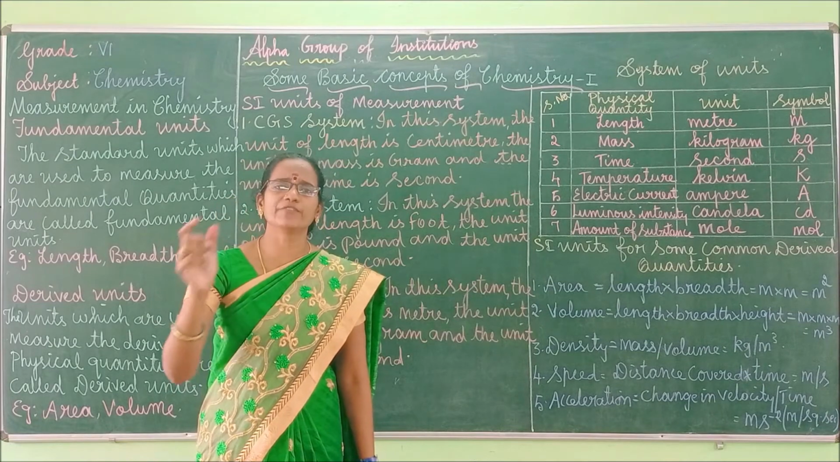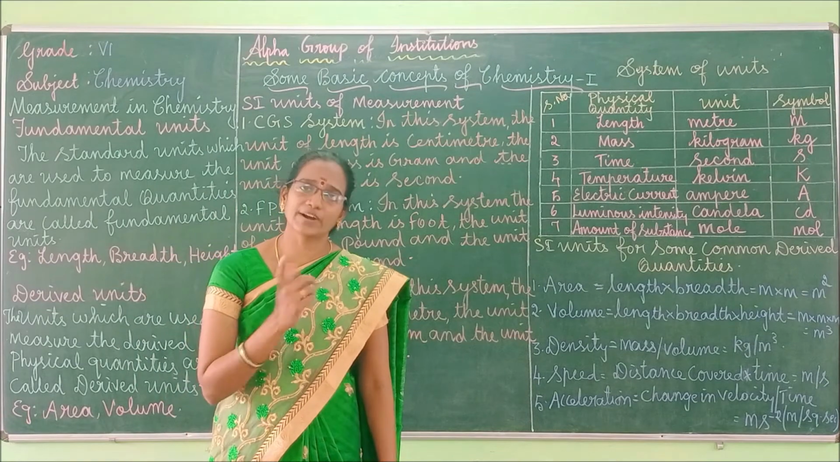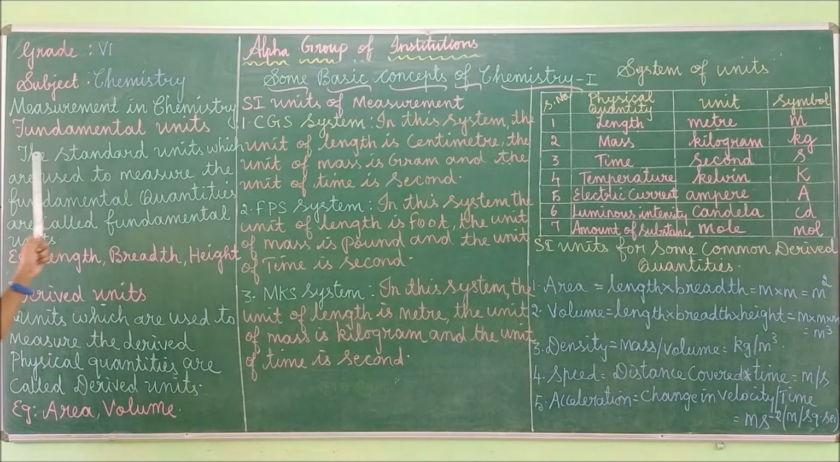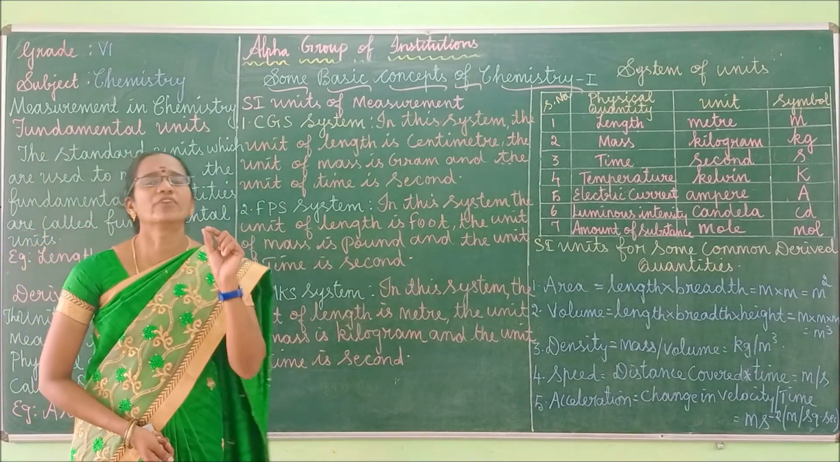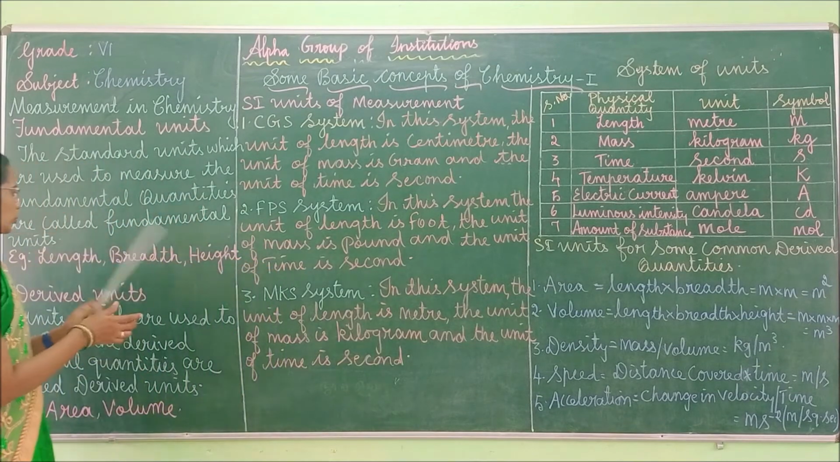What is the difference between fundamental units and derived units? What are the examples we can give for fundamental units as well as derived units? Let me see now. So look at the board. Fundamental units means the standard unit. A fundamental unit is nothing but a standard unit which is used to measure the fundamental quantities. Okay. So fundamental units are the standard units which are used to measure the fundamental quantities.